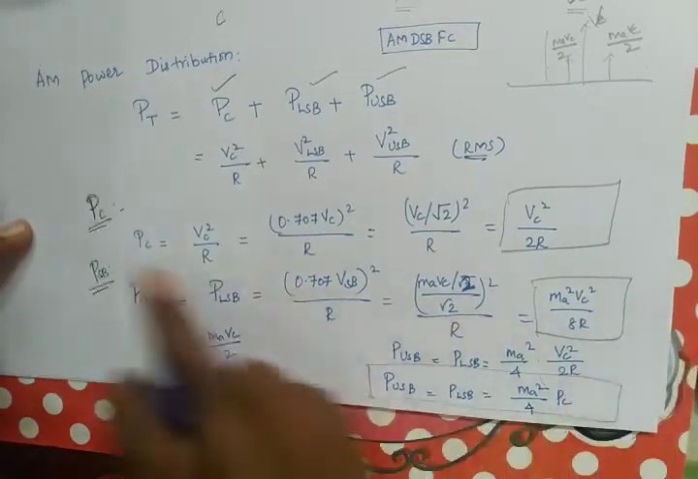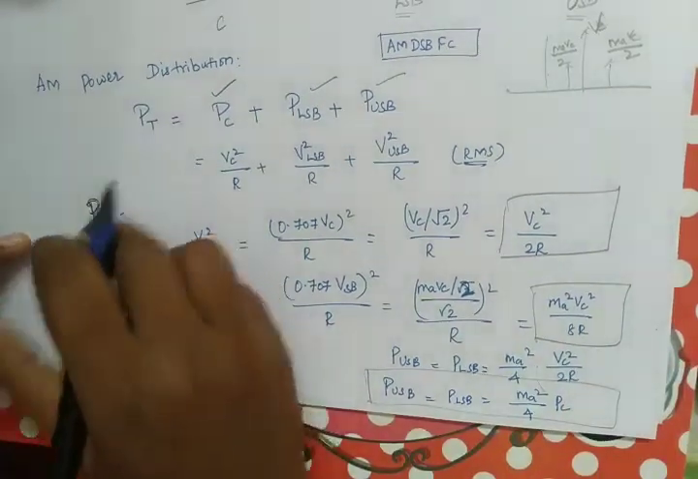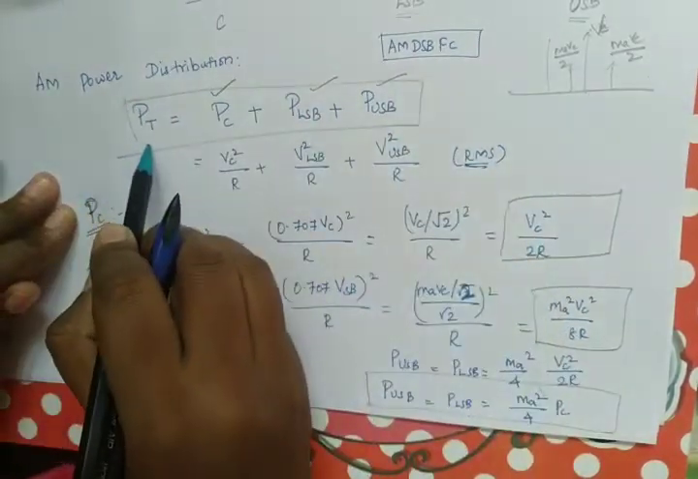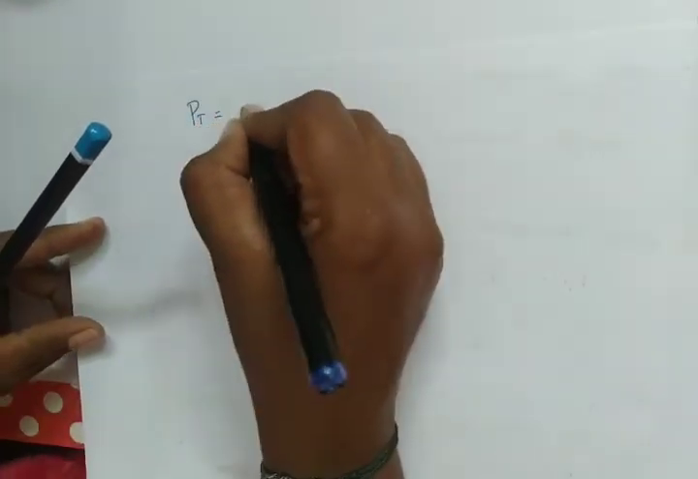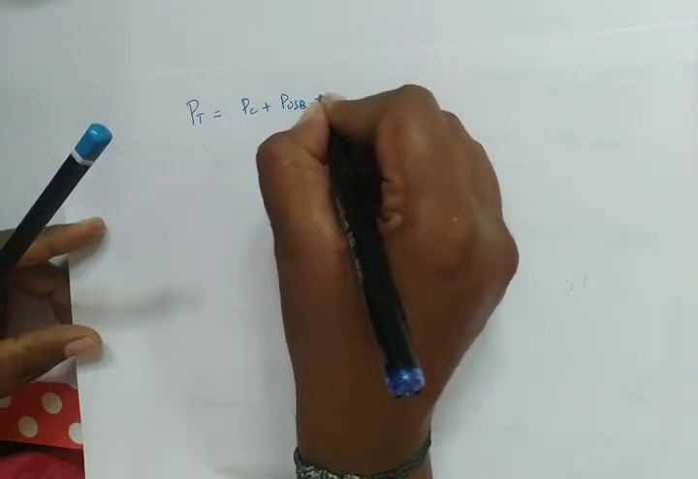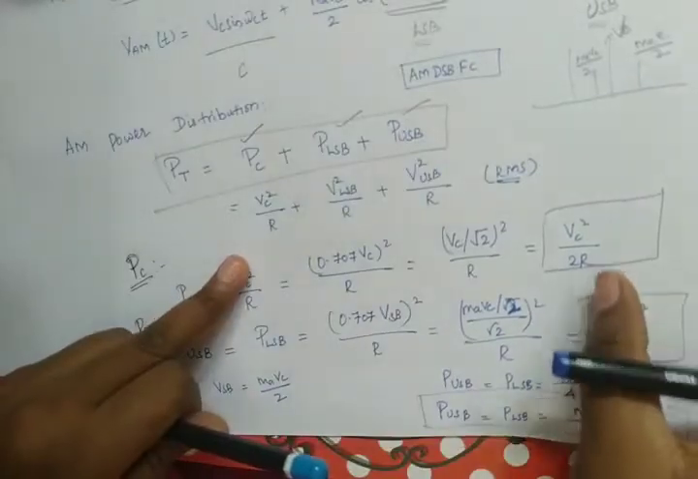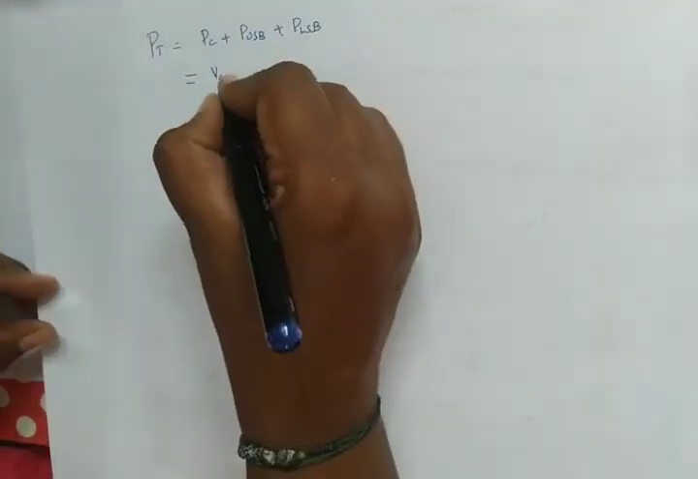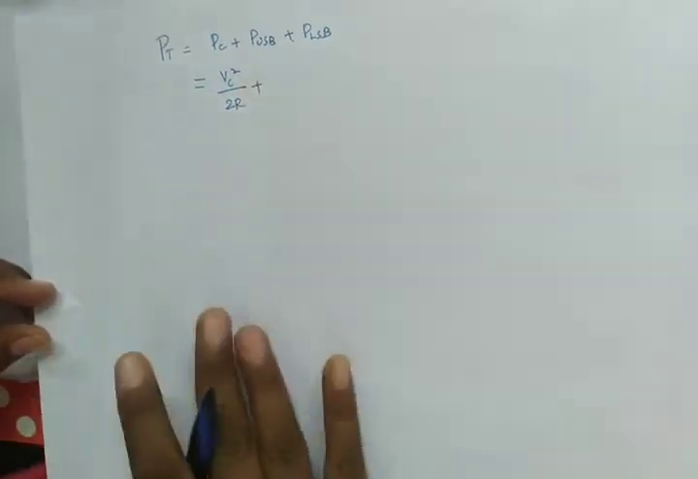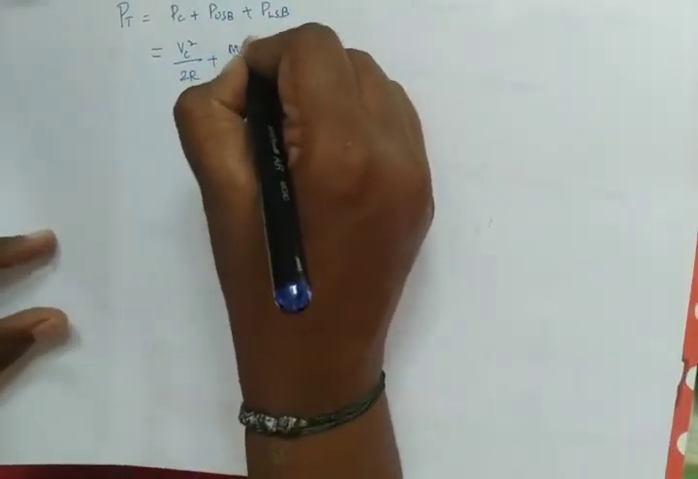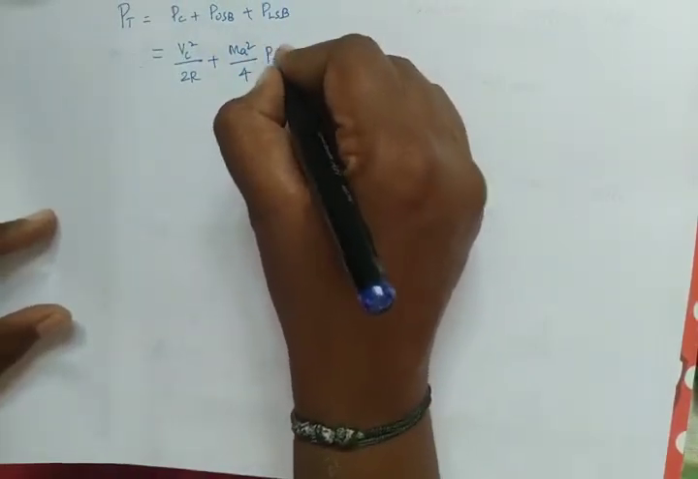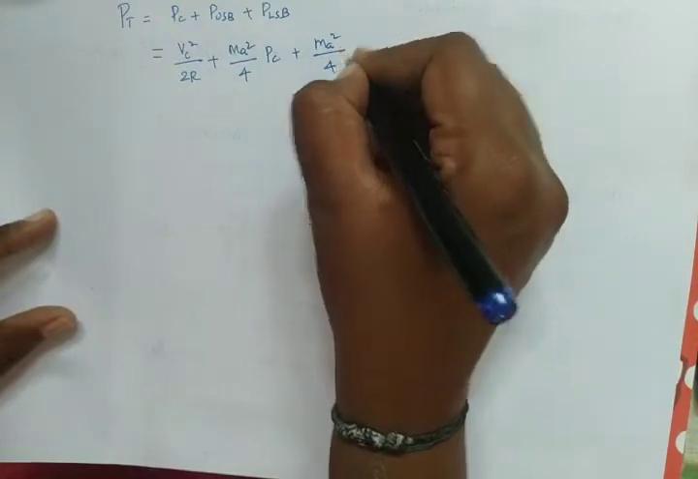Now what we found is carrier power and sideband power. Now we have to substitute in the total power. Now what is total power? Total power PT is equal to carrier power plus upper sideband power plus lower sideband power. Now what is carrier power? Let us refer here. Carrier power is VC square by 2R. Therefore it is equal to VC square by 2R plus upper sideband power. Just now we have written upper sideband power is equal to MA square by 4 into PC, plus MA square by 4 into PC.